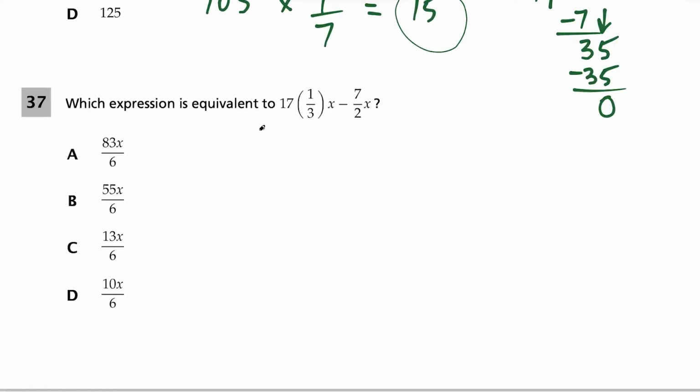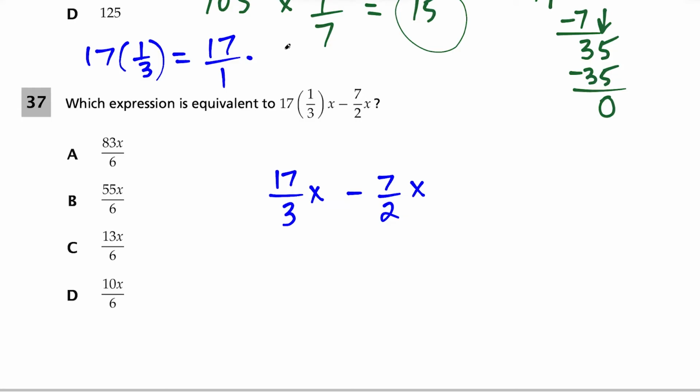Question 37, which expression is equivalent to, and we have this expression here. So notice we have to do 17 times 1/3. And when you multiply a whole number by a fraction, you could just do the whole number times the numerator. So we're going to get 17 times 1 is 17, and then we're over 3 times x, and we're subtracting 7 over 2 times x. And the reason behind this, when we do 17 times 1/3, this is the same thing as doing 17 over 1 times 1 over 3. And then we just do 17 times 1 is 17, over 1 times 3 is 3. So this is really what's going on here. But the fast way is just multiply the whole number by the numerator like this.